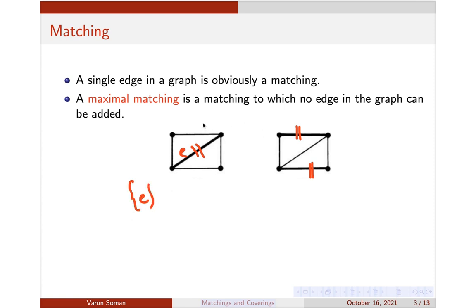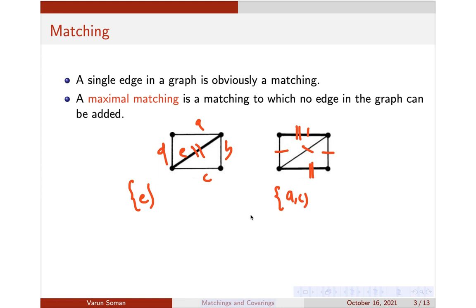And similarly, suppose this is A, B, C, D. Another maximal matching is actually A, C. So if you take these two edges, it will be a maximal matching, because you can't add this one again, you can't add this one again. So this is a maximal matching. So a maximal matching is a matching to which no more edges can be added.